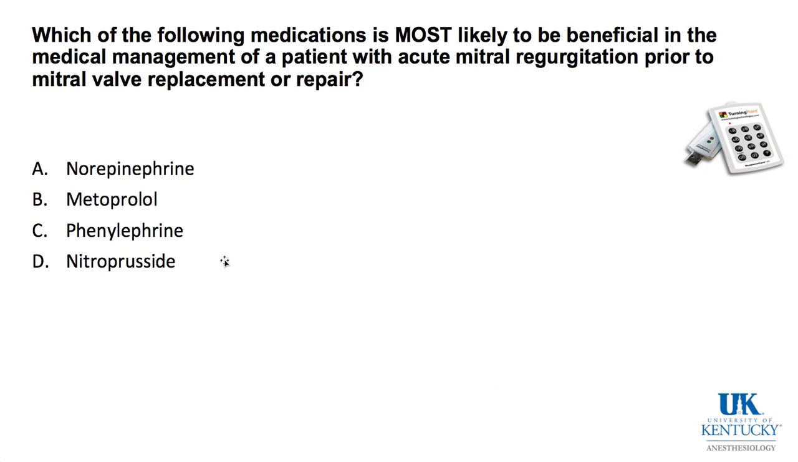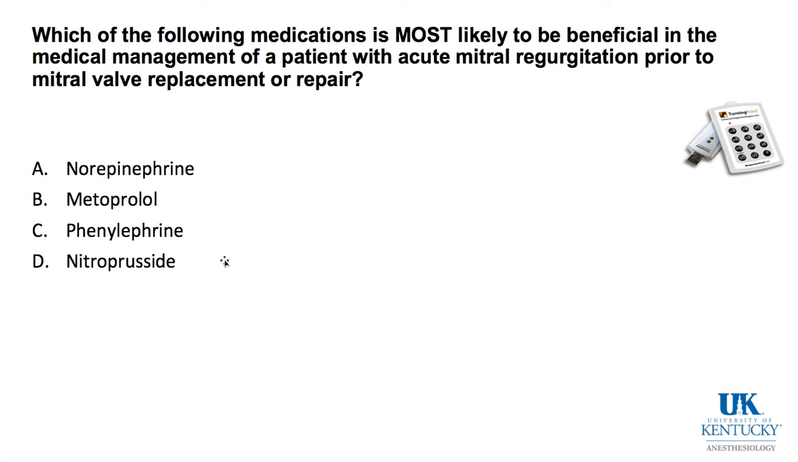Which of the following medications is most likely to be beneficial in the medical management of a patient with acute mitral regurgitation prior to mitral valve replacement or repair? Clinically, this might be the patient with acute myocardial infarction who infarcts a papillary muscle and gets acute mitral regurgitation, with blood going backwards into the atrium, which isn't used to it. The pressure builds up dramatically, and the pulmonary system sees that pressure, and it's not used to it, and you can get acute pulmonary edema.